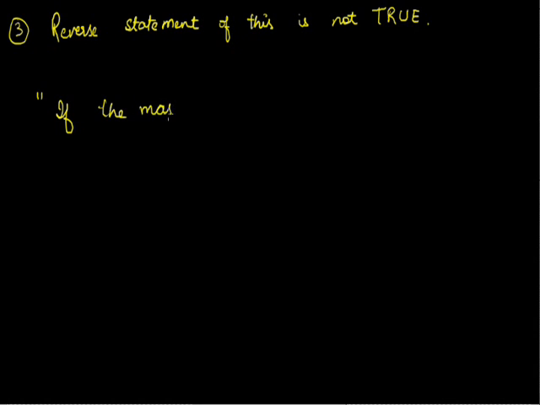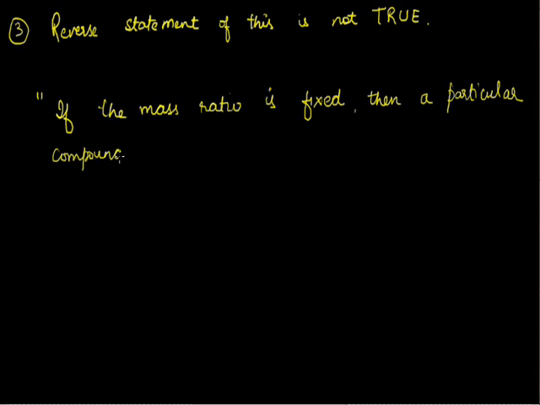And the last exception of this law is that the reverse statement of this law is not true. Now writing the reverse statement. If the mass ratio is fixed, then a particular compound is always obtained. But this statement is wrong.